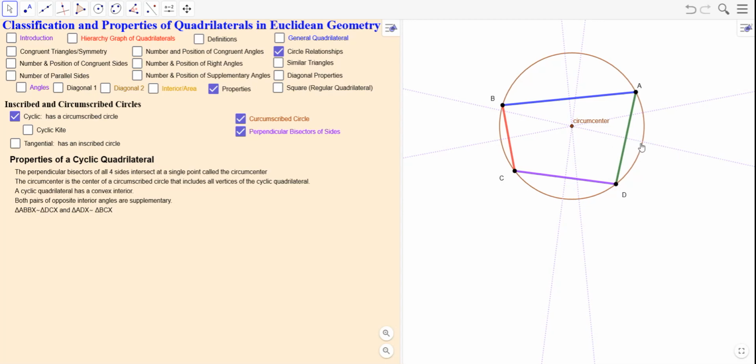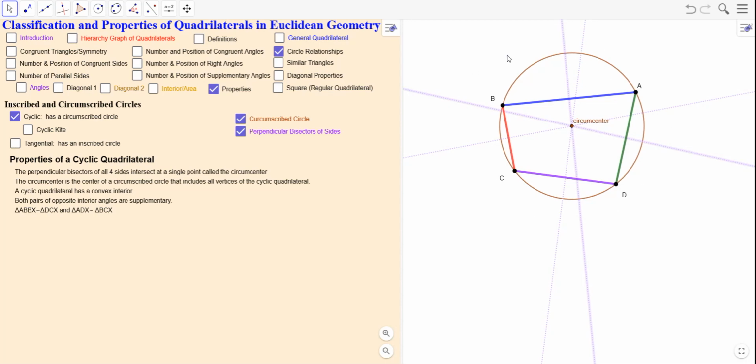We proved earlier that a perpendicular bisector, say of this side AD here, is the set of points that are equally distant from A and D. Well, if there's going to be a circle going through A and D, its center is going to have to be on that line. Likewise, the perpendicular bisector here of side AB: if there's going to be a circle going through A and B, the center is also got to be on that line. And of course that means it has to be where these two things intersect.